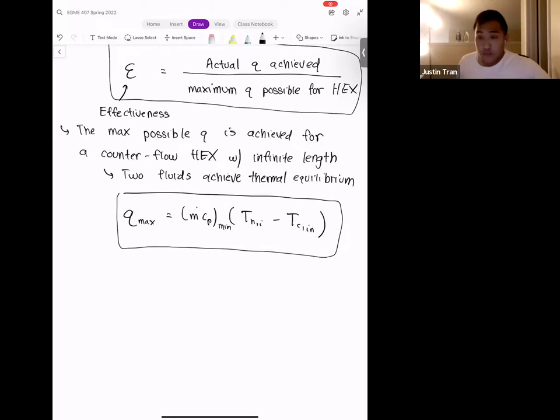And so that's a theoretical maximum. In theory, this is not achievable in practice, and so you can't have a heat exchanger that's infinitely long. And of course, you're going to compare that to the actual Q that you compute from the component fluids.